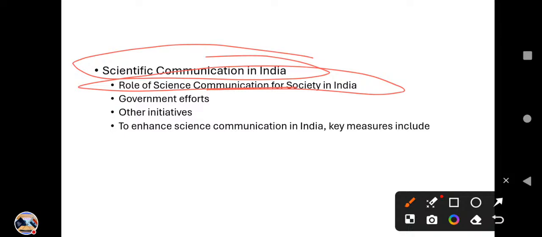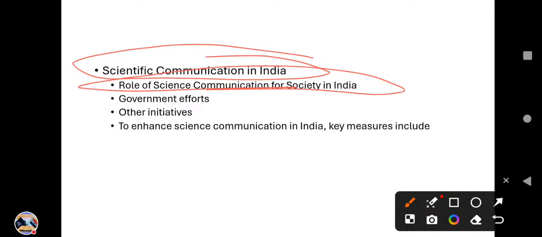Promoting scientific temper through educational programs, science festivals, and initiatives promoting scientific inquiry among students. And government policies and decision making, various government policies in the field of healthcare, environment, and technology will help in solving problems. Scientific communication will encourage innovation and research, publicizing breakthroughs in research to garner support and funding for further scientific exploration.